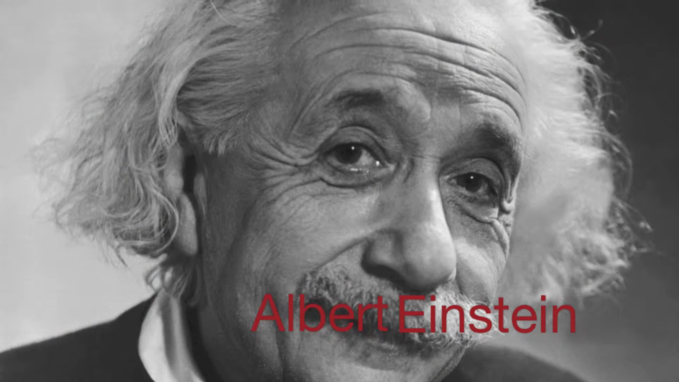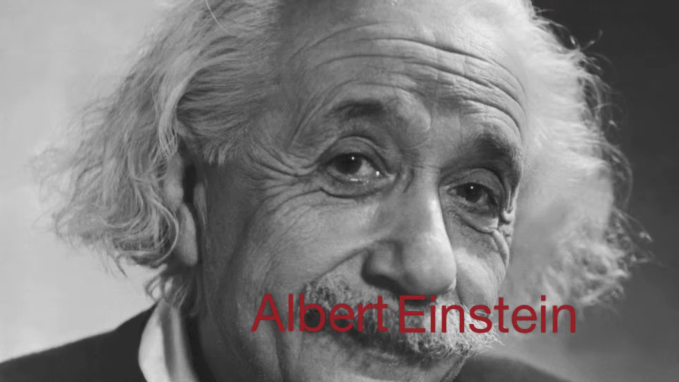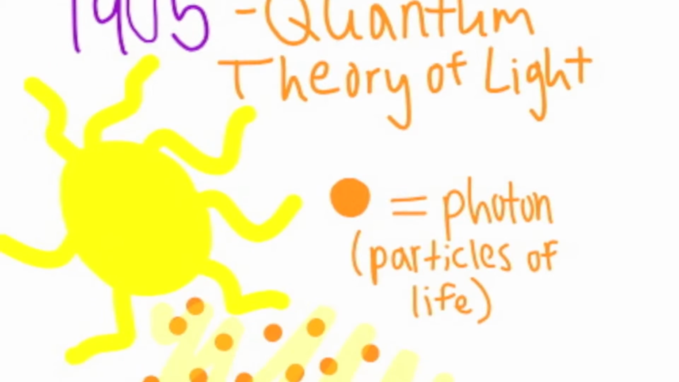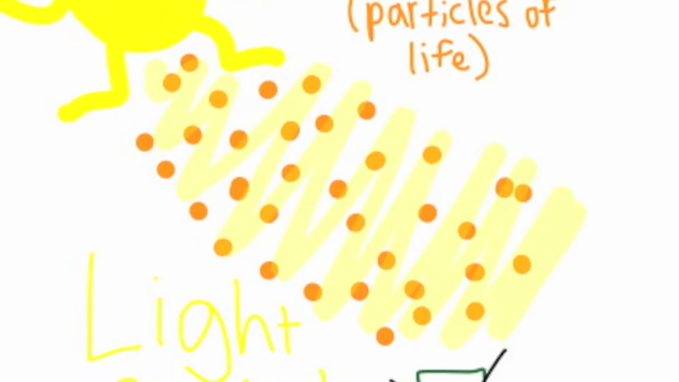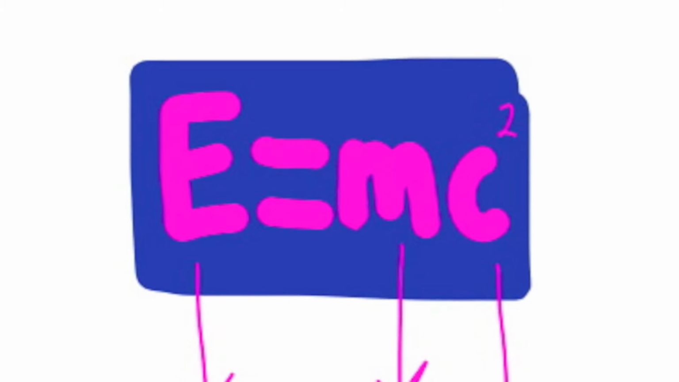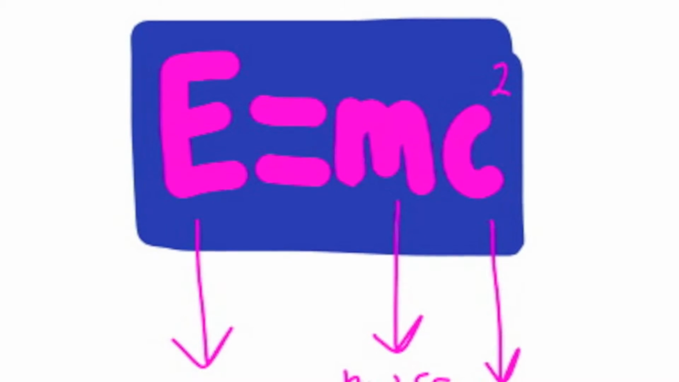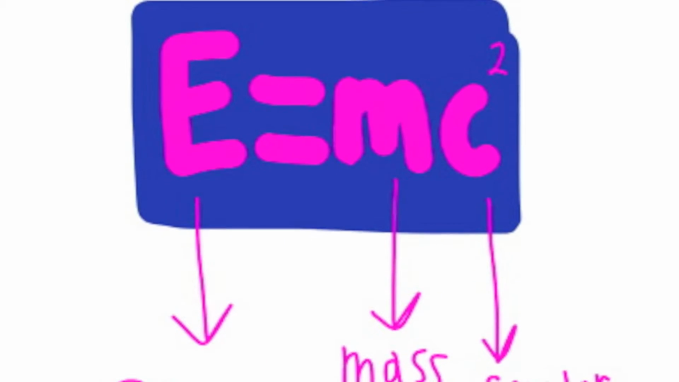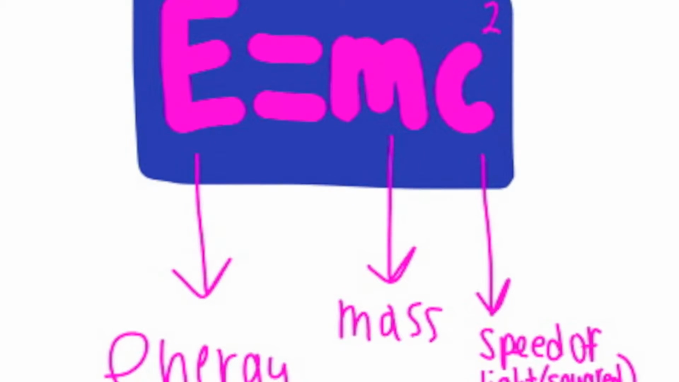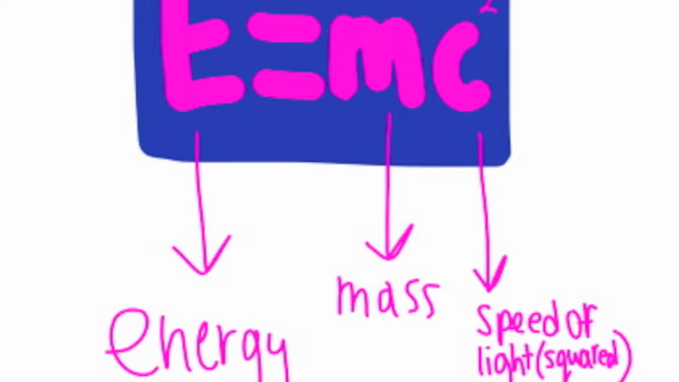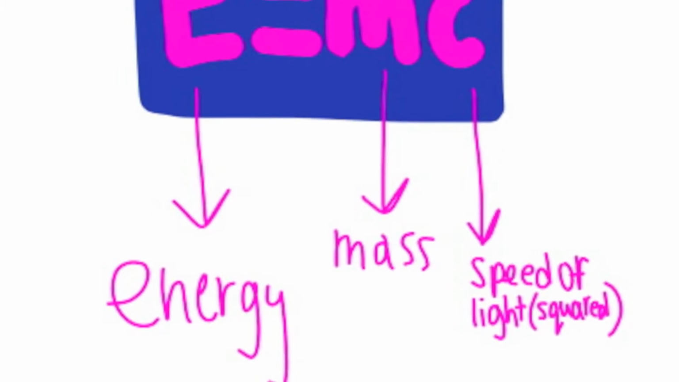In 1905, the next scientist that contributed to the atomic theory was Albert Einstein. He created the theory known as the quantum theory of light. His theory said that light does exist as particles, which are called photons. In order to know the size of atoms or molecules given in a certain space, Einstein created an equation known as E equals mc squared. The E stands for energy, which is equal to mc squared. The m is the mass times c squared, which is the speed of light squared.